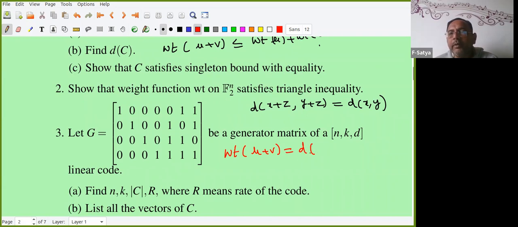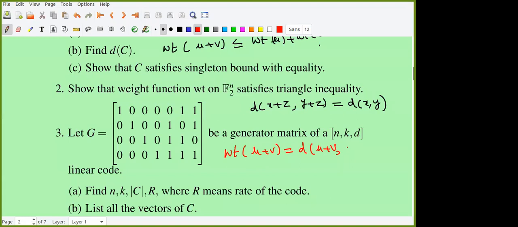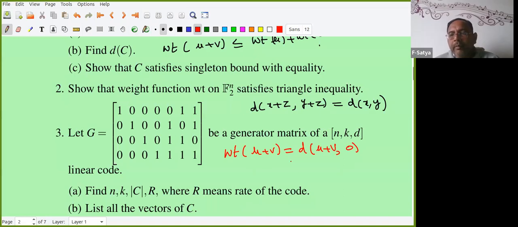Weight of u plus v equals distance of u plus v comma 0. Yes, the 0 vector. But the distance satisfies the triangle inequality, that we proved. But anyhow, let me write one more here.